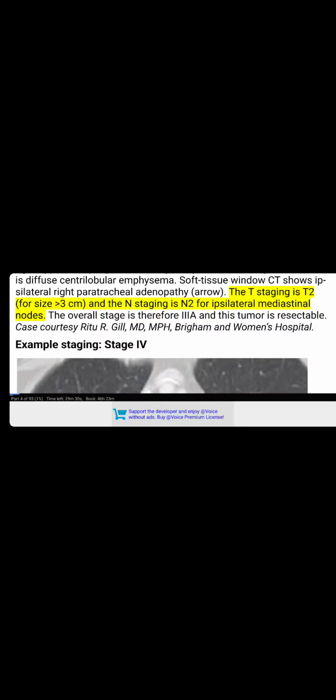The T staging is T2 for size greater than 3 cm and the N staging is N2 for ipsilateral mediastinal nodes. The overall stage is therefore IIIA and this tumor is resectable. Case courtesy. Example staging. Stage 4.